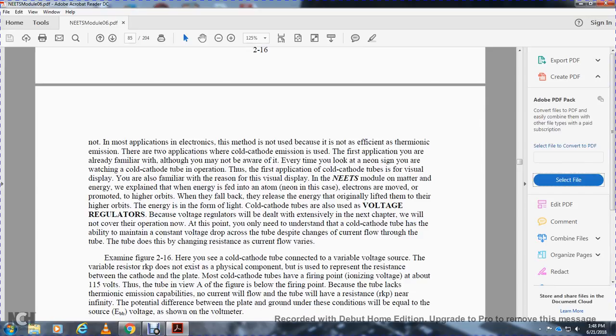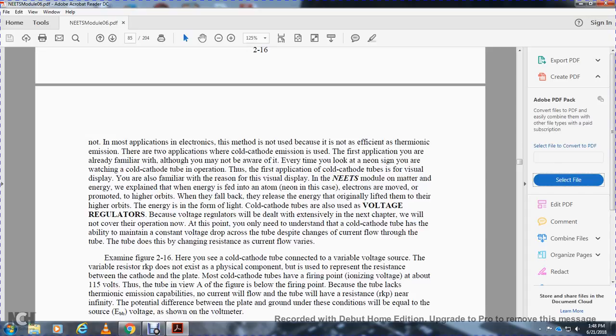There are two applications for the cold cathode tube. The first is one you are already familiar with, although you may not be aware of it: every time you look at a neon sign, you are watching cold cathode operation. The first application of the cold cathode tube is visual display.